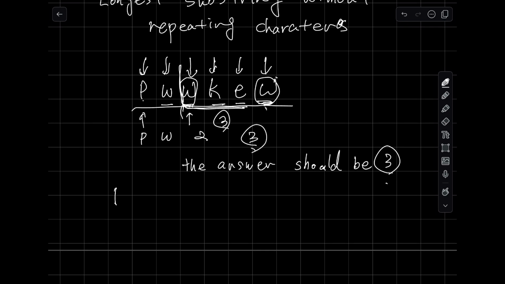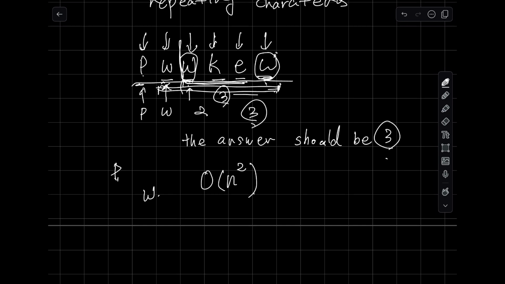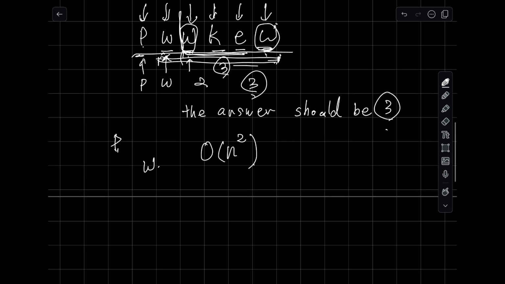Okay, let's say we selected P, and then we start another loop from here, and W's, and we might check the substring length, but this kind of way is taking O(n squared). How can we optimize this one? In this case we can use a sliding window.